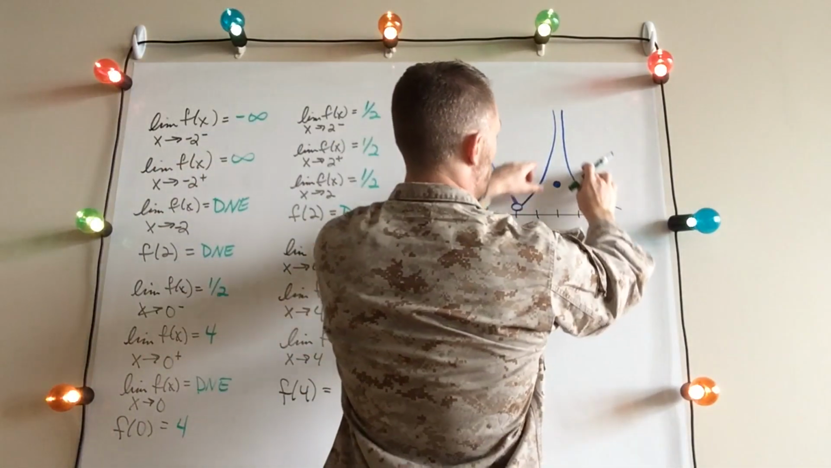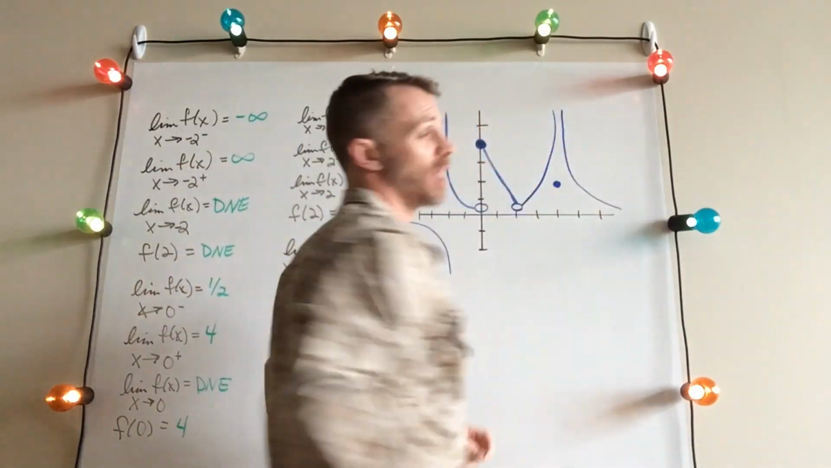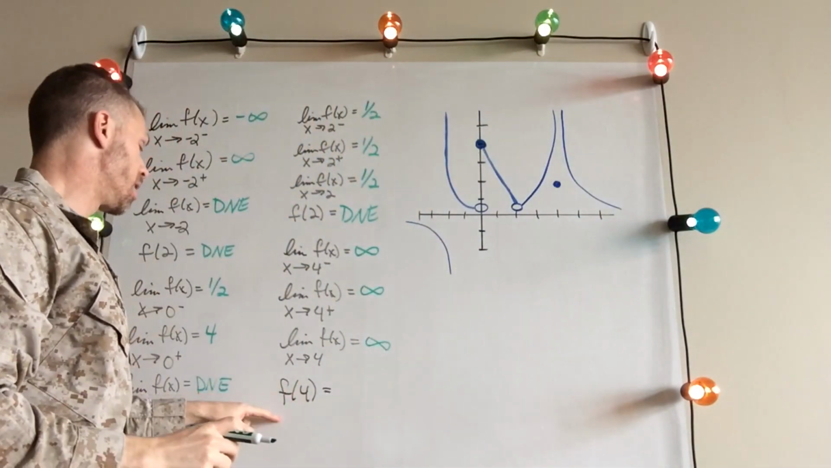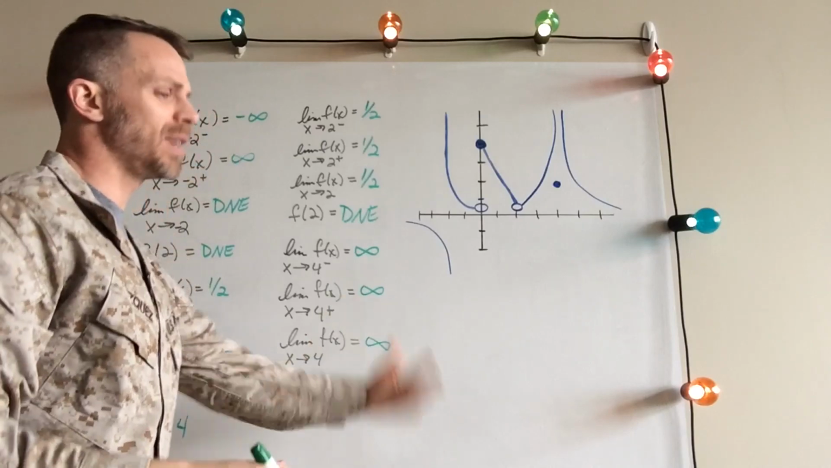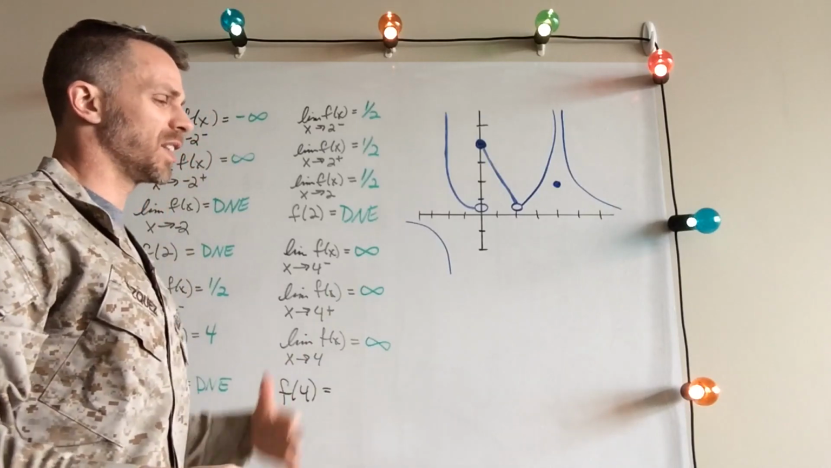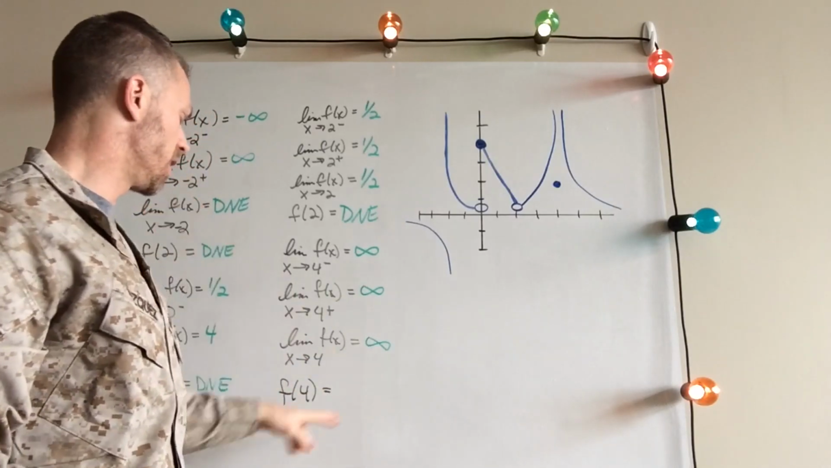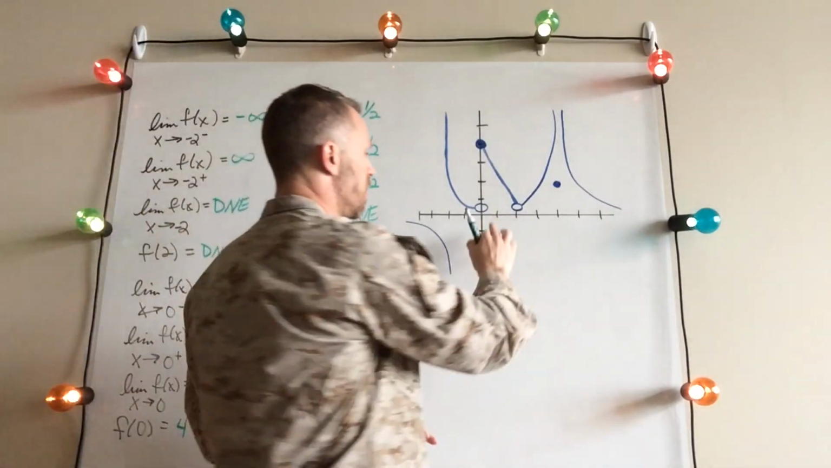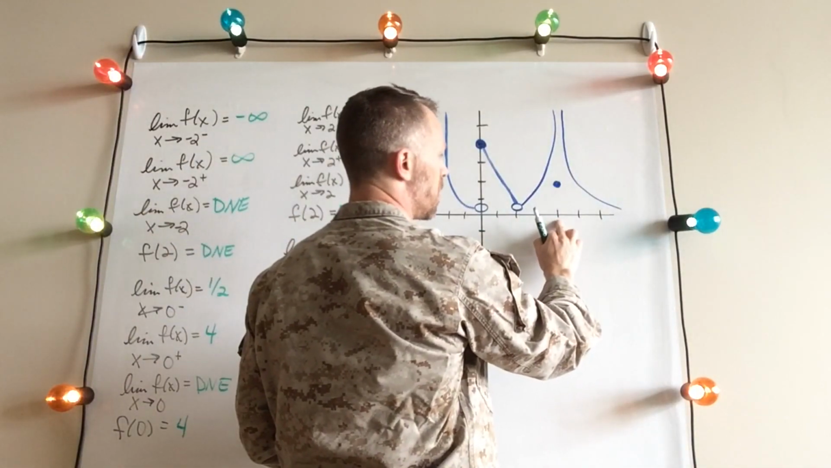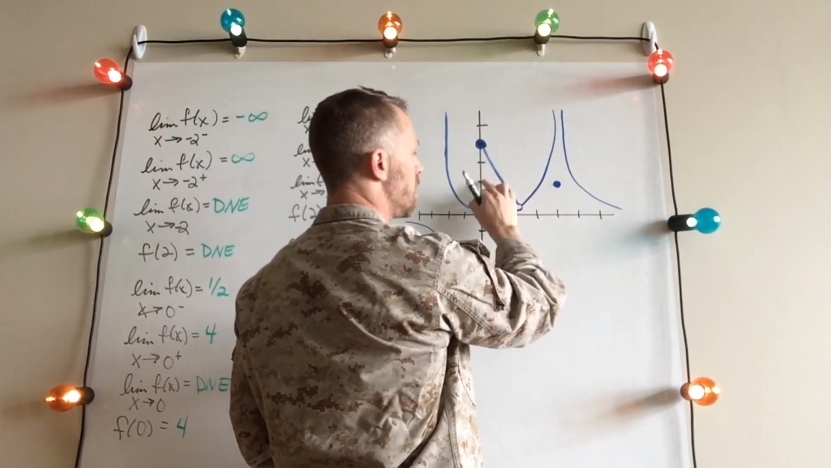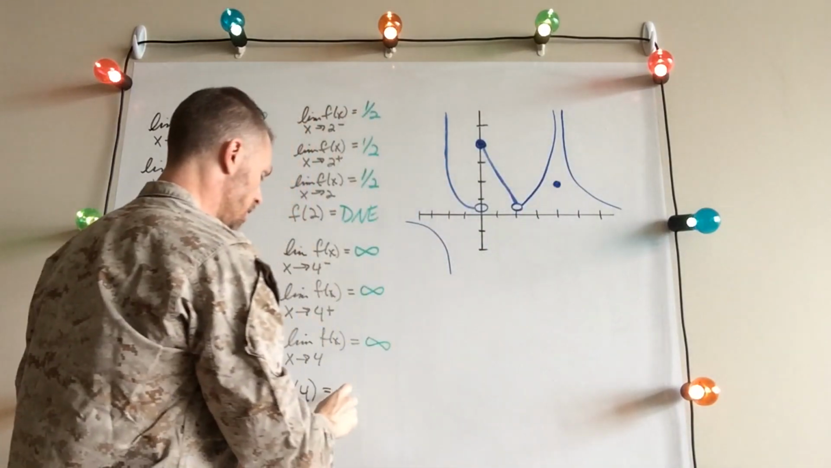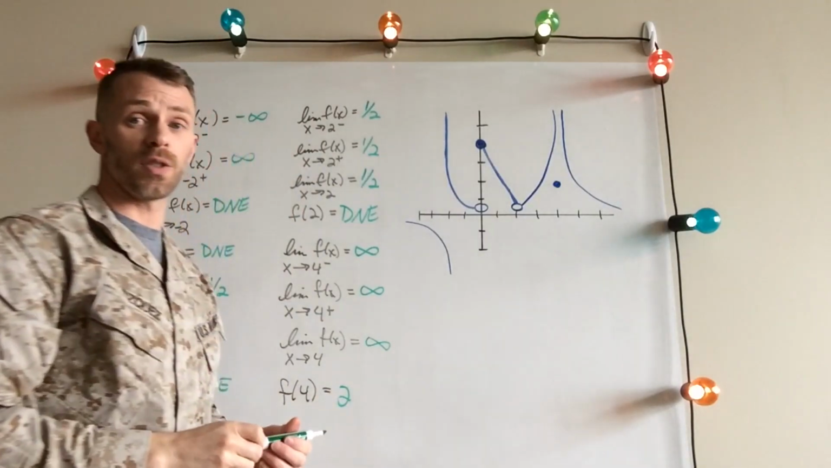If we traced, yep, our fingers are both going up in the same direction. Now f of 4. Although a limit can equal infinity, a function can actually never equal infinity. But at 1, 2, 3, 4, we do have this blue dot in here. So that is telling us right there that the function is equal to 2.